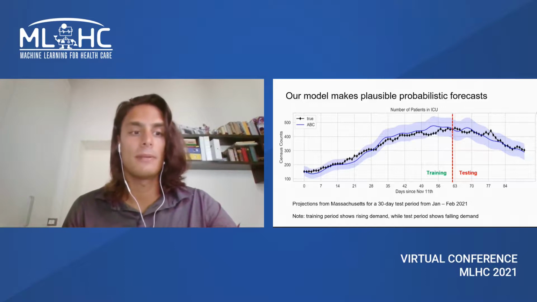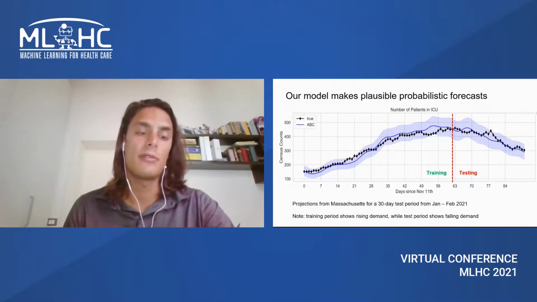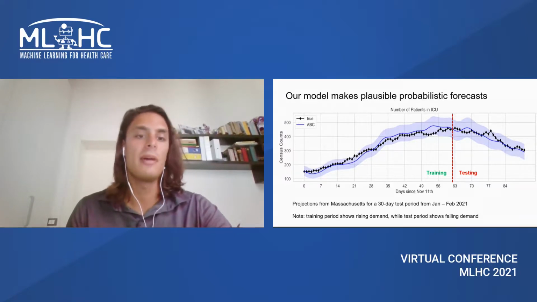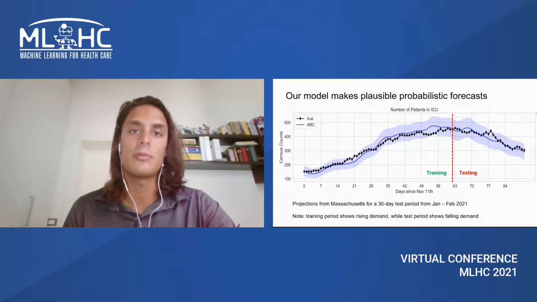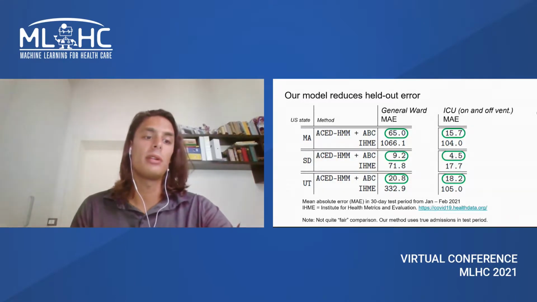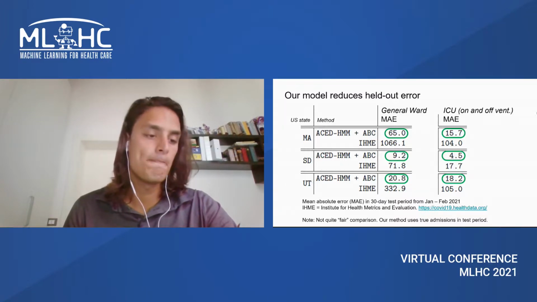Now on to assessment. We evaluated our method on state-level and hospital-level datasets from the US and the UK. Here you can see a forecast of Massachusetts ICU counts during last winter's COVID-19 wave. Quantitatively, our model gives more accurate predictions of daily bed usage than previous, less flexible models, such as IHME, though we do assume access to true admissions.